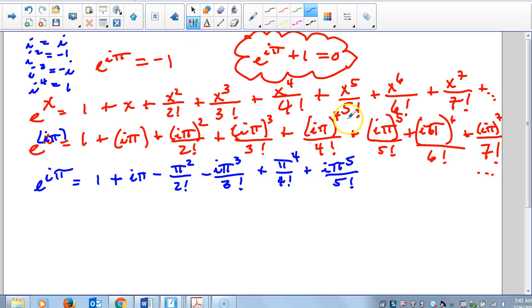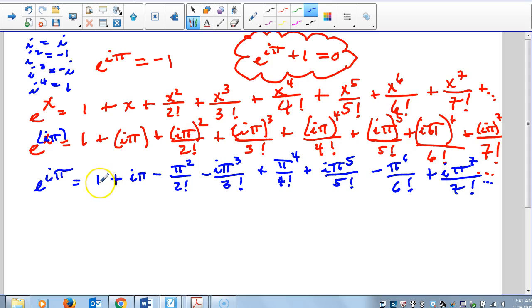Let's see. i to the fourth, i to the fifth, i to the sixth is negative 1. So I just get negative pi to the sixth over 6 factorial plus i pi to the seventh over 7 factorial. So assuming I did not talk over myself to the extent that I made some silly error, I'm just going to look and make sure we got it.